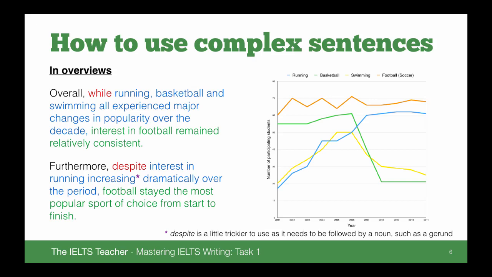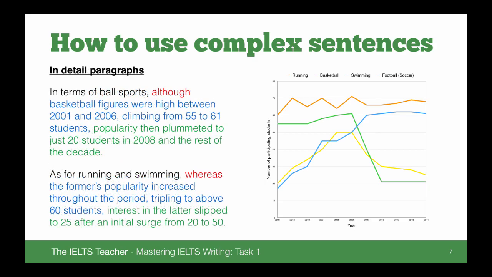Another example, furthermore, despite interest in running increasing dramatically over the period, football stayed the most popular sport of choice from start to finish. Notice that despite is a little bit trickier to use, as it needs to be followed by a noun, such as a gerund, rather than a typical subject.